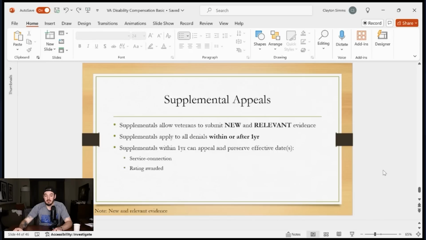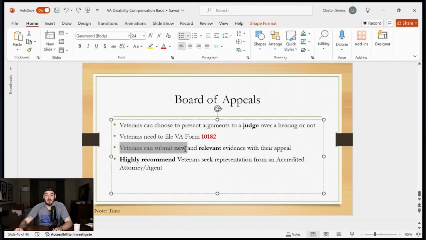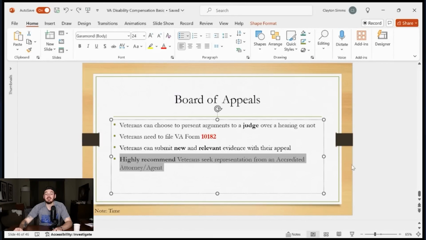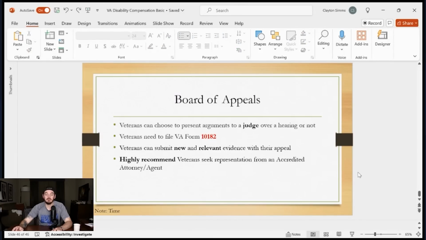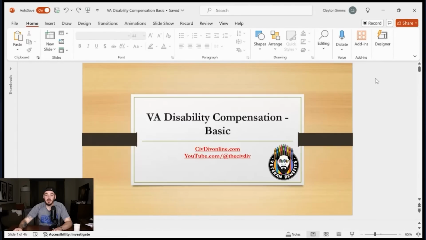You might hear of a Form 9. Those don't even matter anymore. Now, veterans can submit new and relevant evidence with their appeal, for sure. So kind of like a supplemental claim, same concept there. And again, I highly recommend seeking representation from an accredited attorney or agent. There are a few attorneys that I would recommend. Victory Disability would be one of them, especially if you're considering Social Security disability. And that's it, okay? Side note here, time, the Board of Appeals is probably going to take a while.